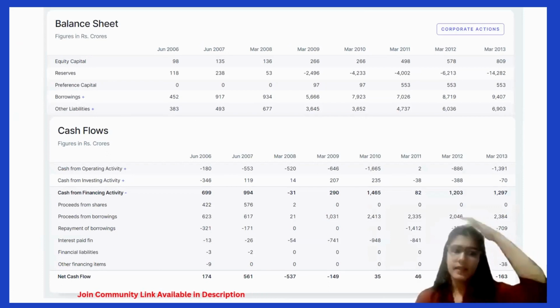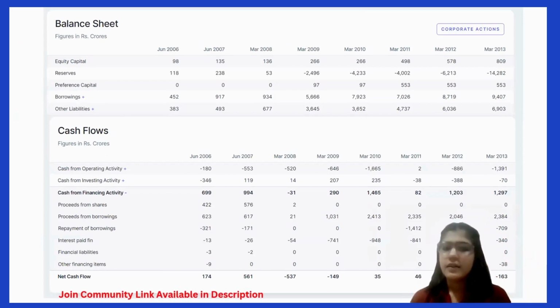So as you can see in the balance sheet, the equity is constant. The reserves have been dropping majorly. If we compare June 2006 to March 2013, the equity was dropping, reserves were dropping majorly, but at the same time borrowings were inflated exponentially.